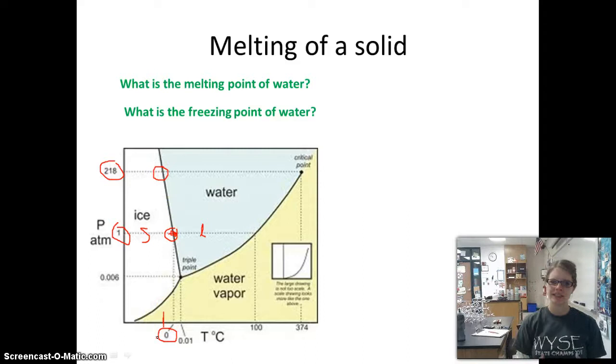So every change in the state of matter has to do with pressure as well as temperature. Most of the time we keep our pressure the same at 1 atmosphere, so we don't really have to talk about pressure very much. But we are looking at states of matter, so here we've got to start thinking about the different pressures and temperatures of things.